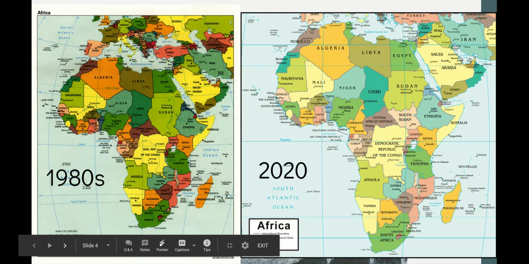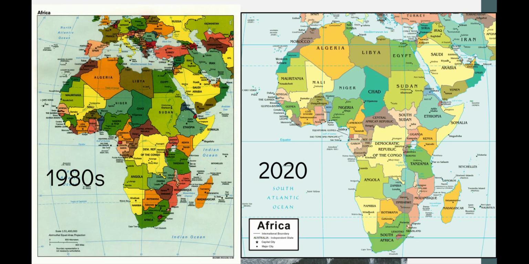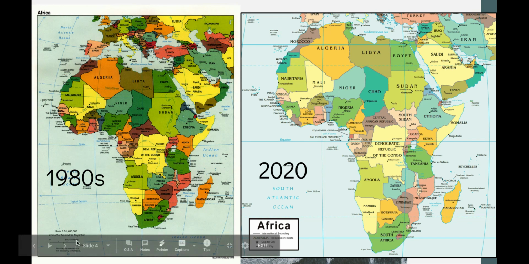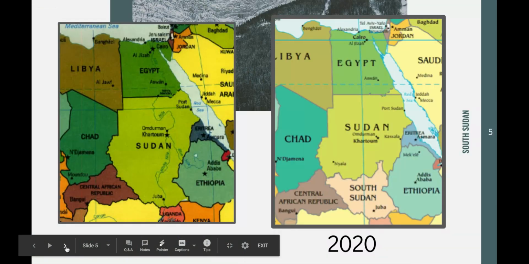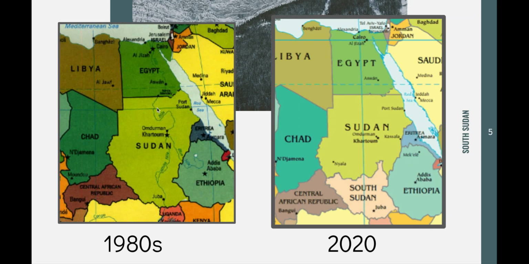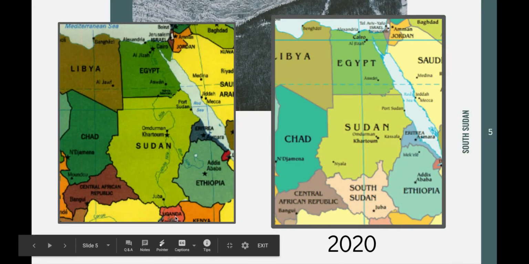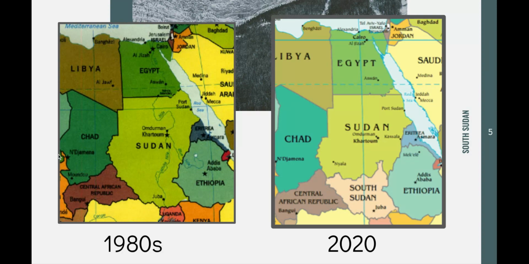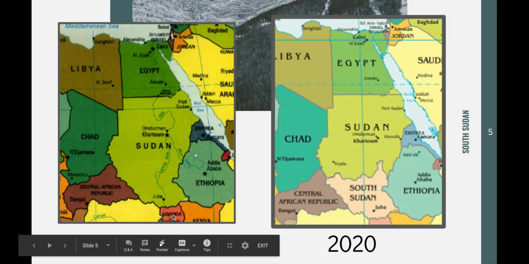So first off, I wanted to show you guys a map of Africa in the 1980s versus this year. Specifically, let's take a look at Sudan. So you'll see here's Sudan in the 1980s. It's pretty big back then. And you can see it has borders with Uganda, Kenya, Ethiopia. So it reaches all the way down there.